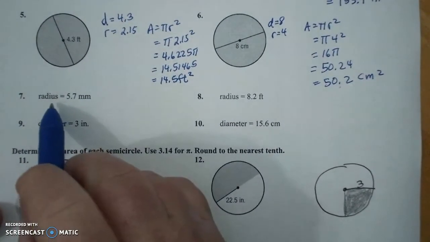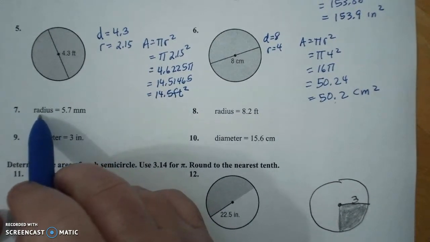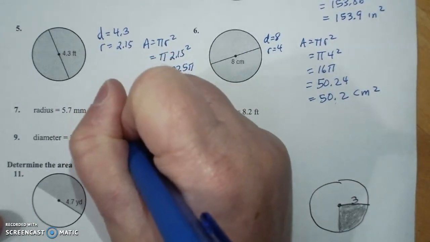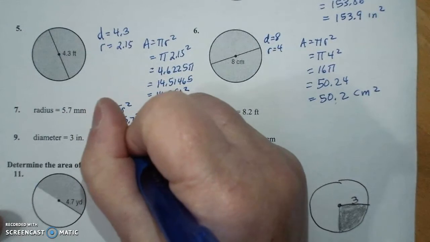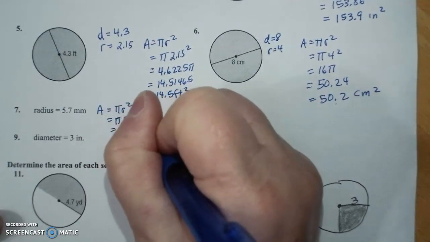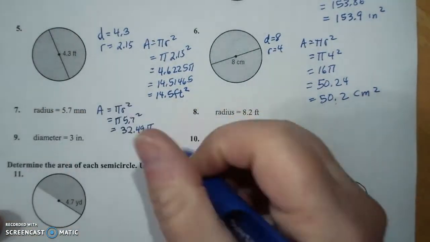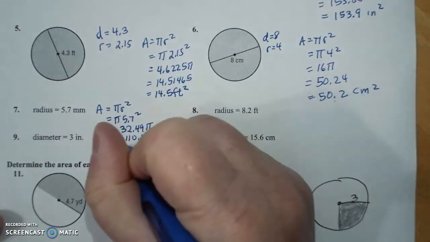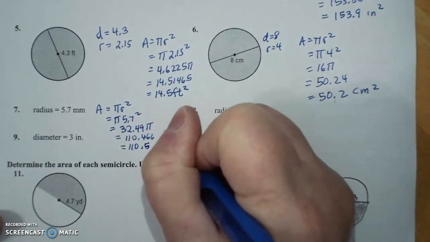You don't have to have the picture because we all know radiuses go with circles, and we have a radius, so area equals pi r squared equals pi 5.7 squared equals 32.49 pi equals 110.466 equals 110.5 millimeters squared.